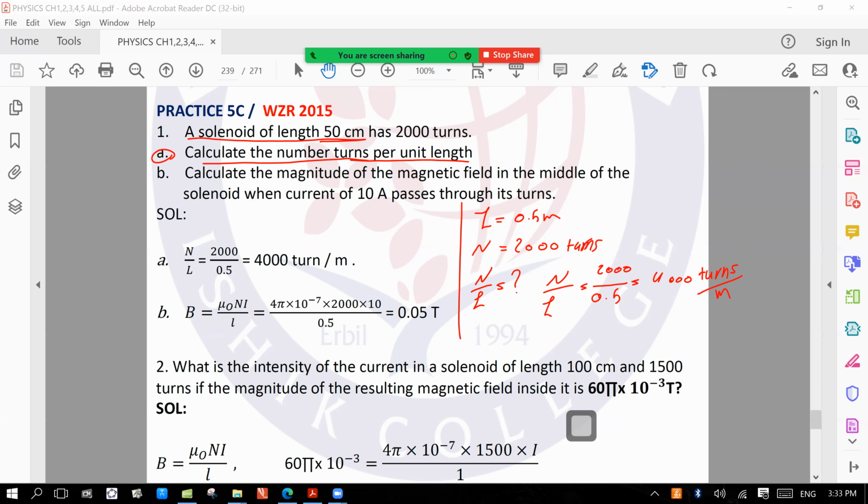And for the second part, you already know that B is equal to mu naught N I over L. Mu naught you know, the number of turns is 2,000, and the current is 10 amperes. It's given, and divided by 0.5, which is the length. You're going to get 0.05 Tesla. Quite easy, right?